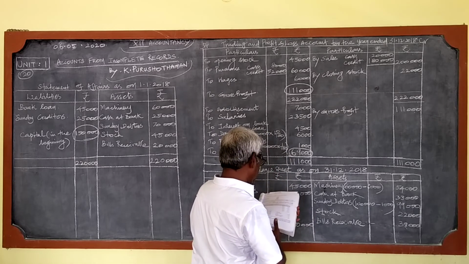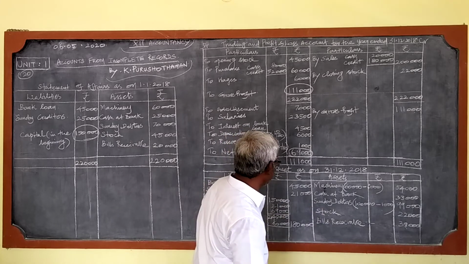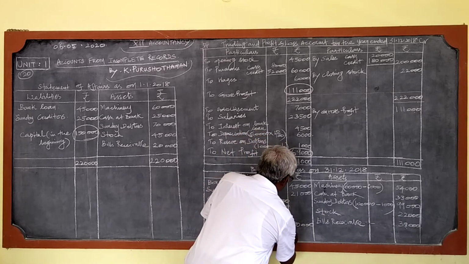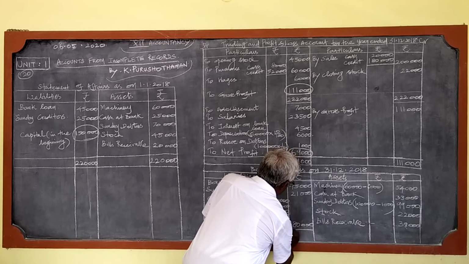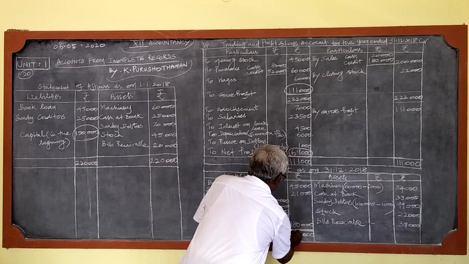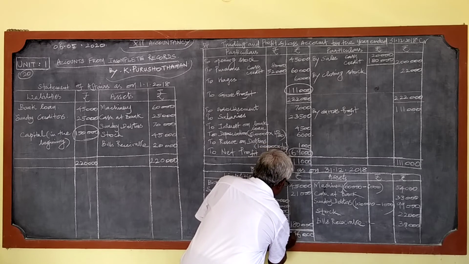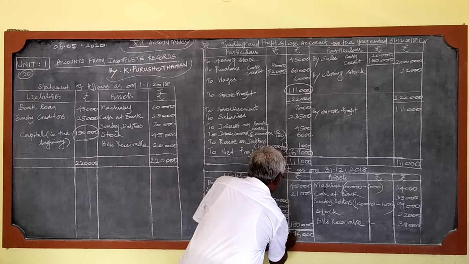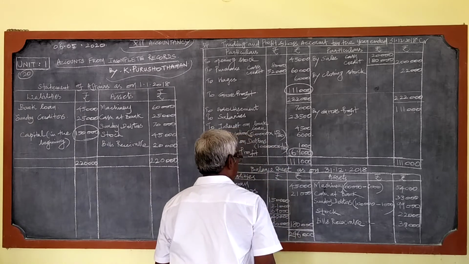Now we have attended all the items, we shall check whether we are getting the same total on both the sides or not. That's 46,000.